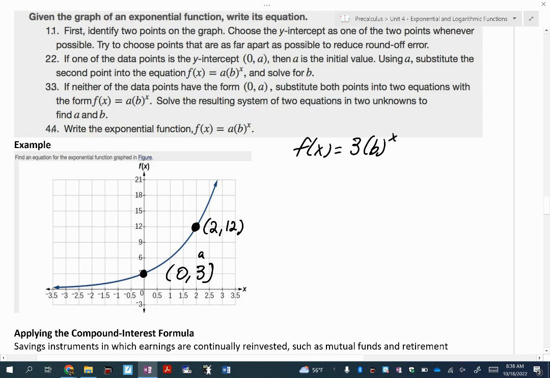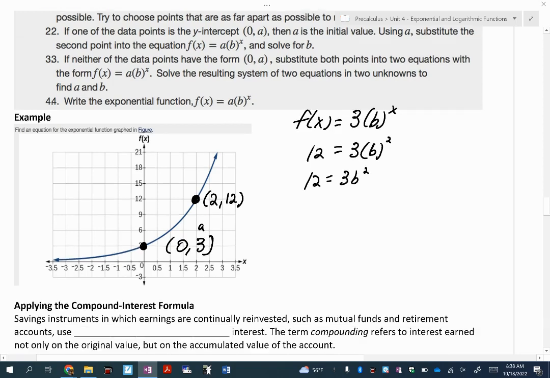Now we're saying if I plug in 2, so if I make x 2, so x becomes b squared, then my f(x), my y value, is 12. So if I move that over, this says 3b² = 12, divide by 3, you get 4 = b². But I don't want b squared, I want b. So b is going to be 2.